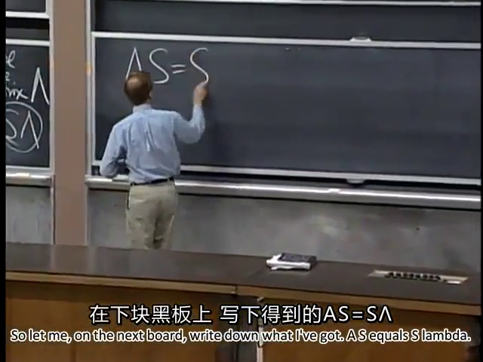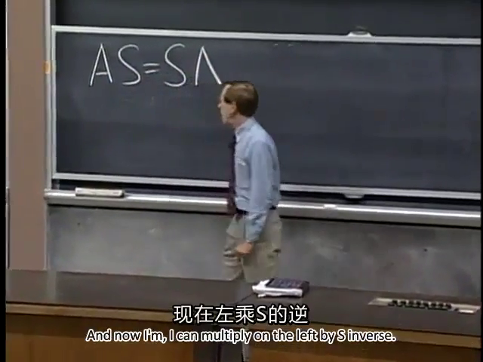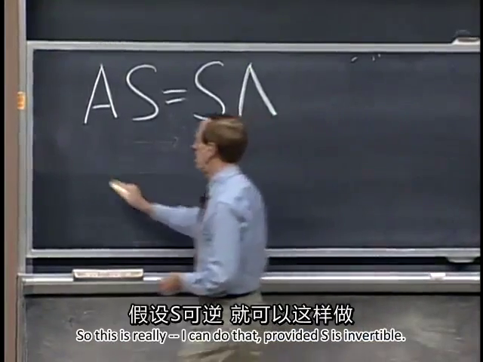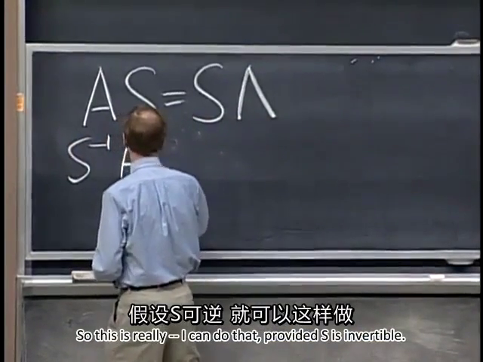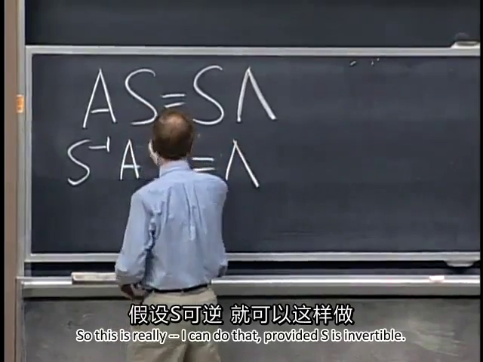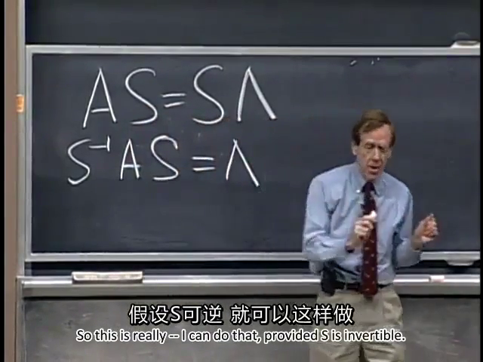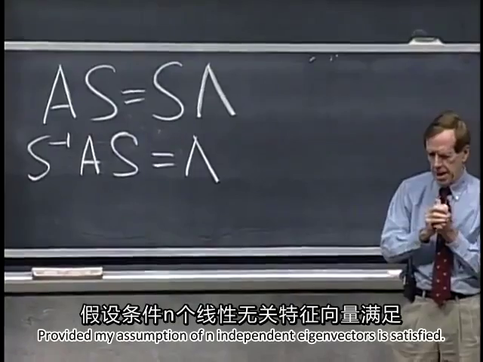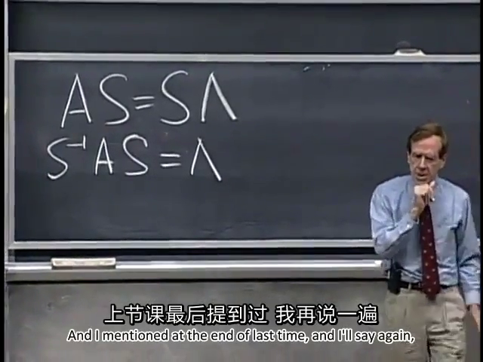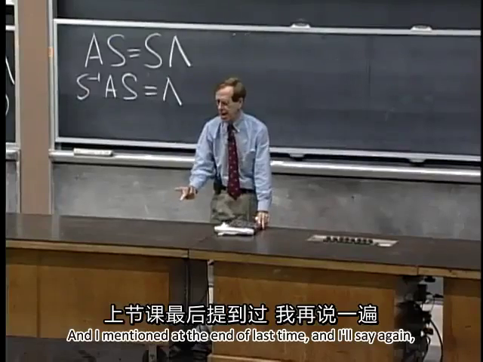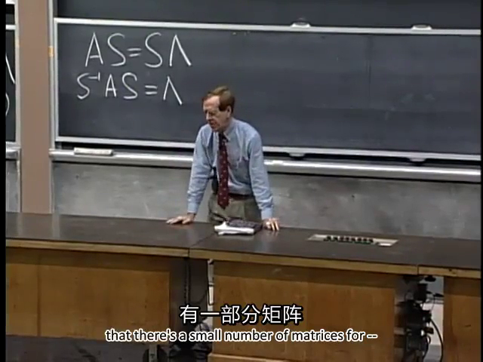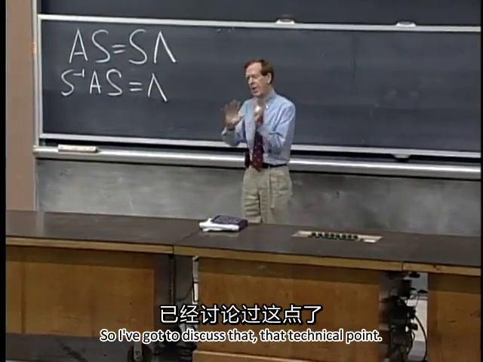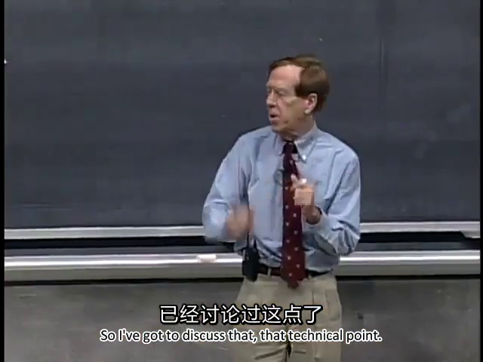AS equals S lambda. And now I can multiply on the left by S inverse. I can do that provided S is invertible, provided my assumption of n independent eigenvectors is satisfied. And I mentioned at the end of last time, and I'll say again, that there's a small number of matrices that don't have n independent eigenvectors. So I've got to discuss that technical point.